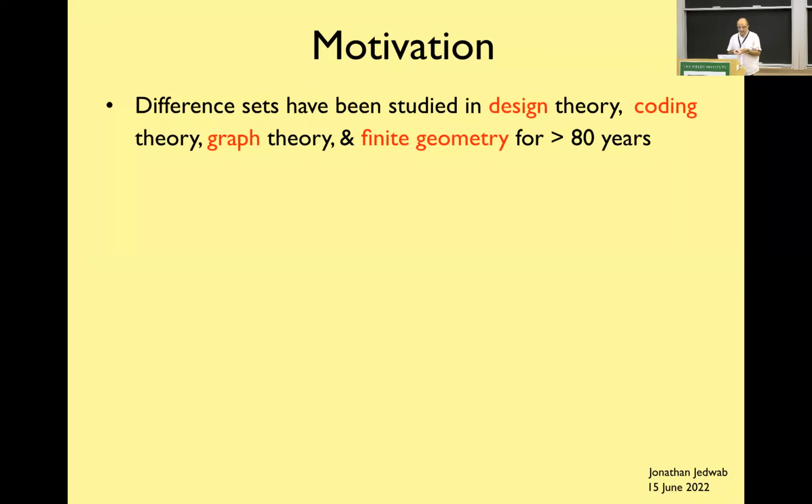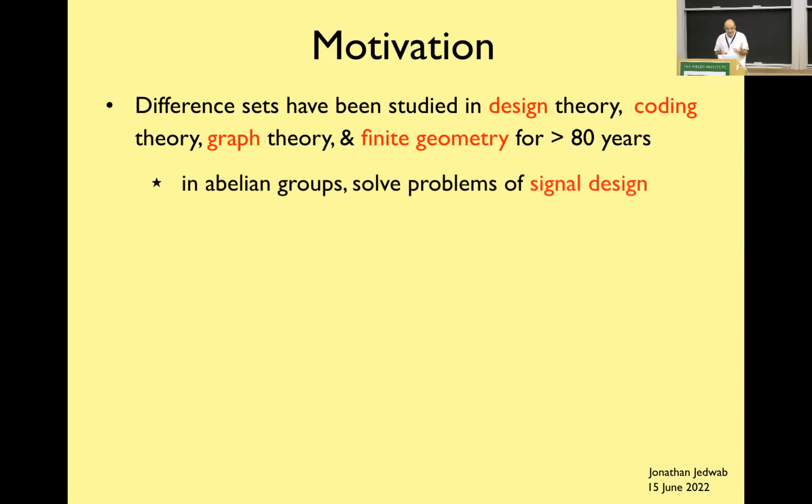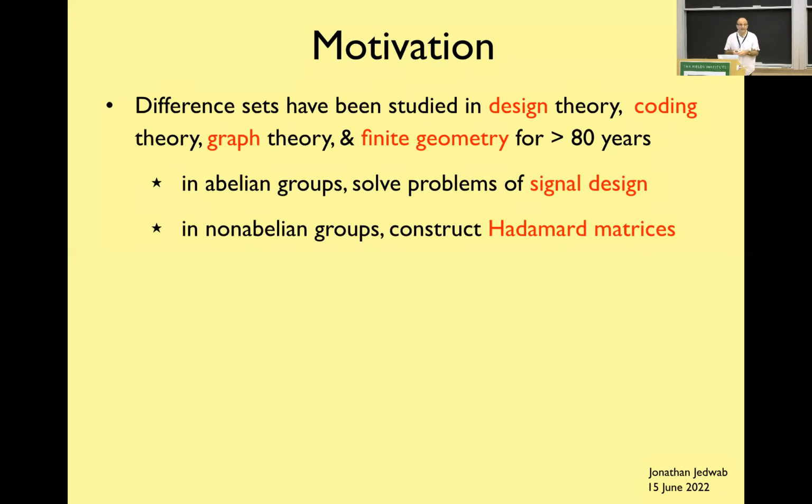Those have applications. They have applications in signal design, such as synchronization, radar, optical image alignment, coded aperture imaging, many applications. Also, if we take difference sets in non-abelian groups, well, amongst other things, we can use them to construct Hadamard matrices. In fact, one of the most promising approaches to a potential resolution of the Hadamard matrix conjecture is based on a variant of a difference set in a non-abelian group. I'm referring to Ito's conjecture if you are an expert on Hadamard matrices.